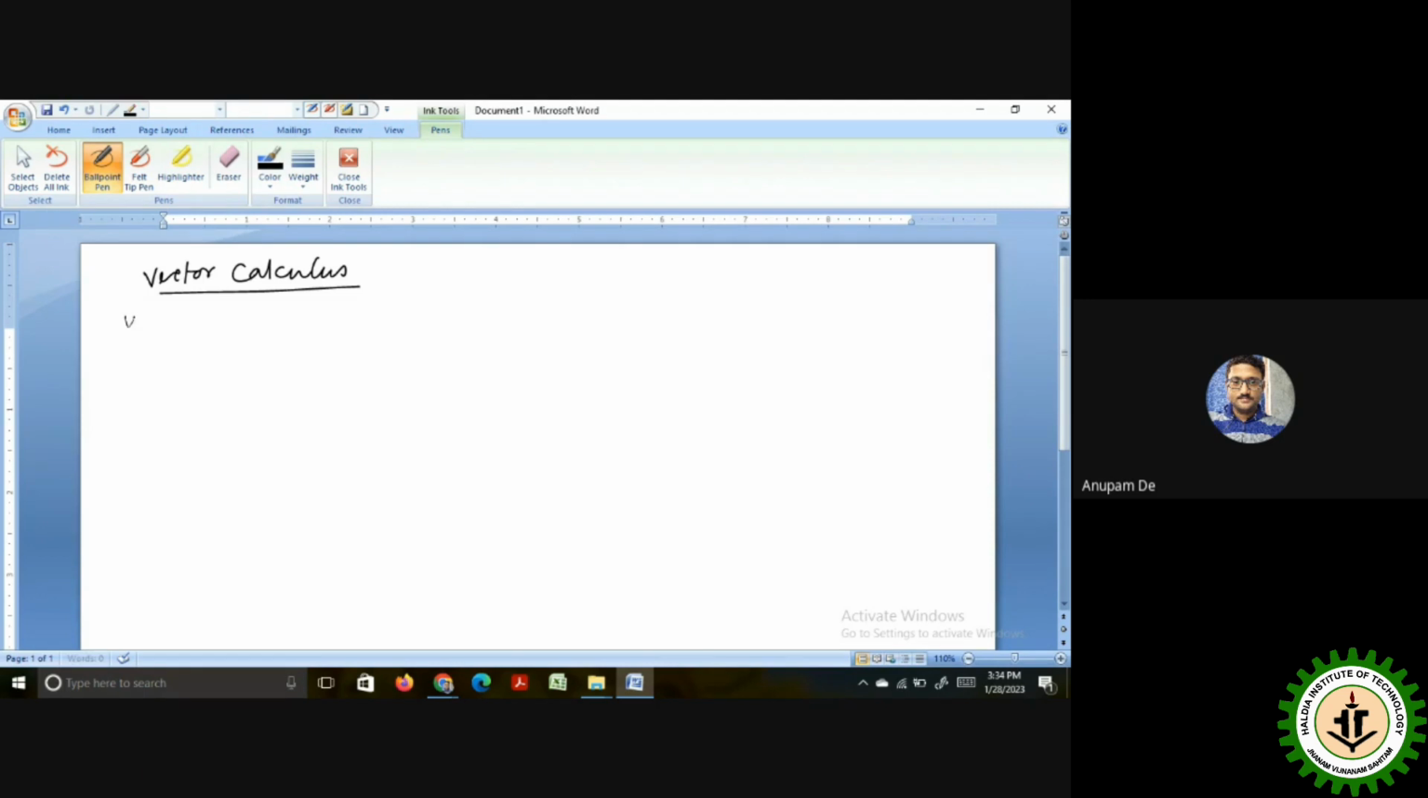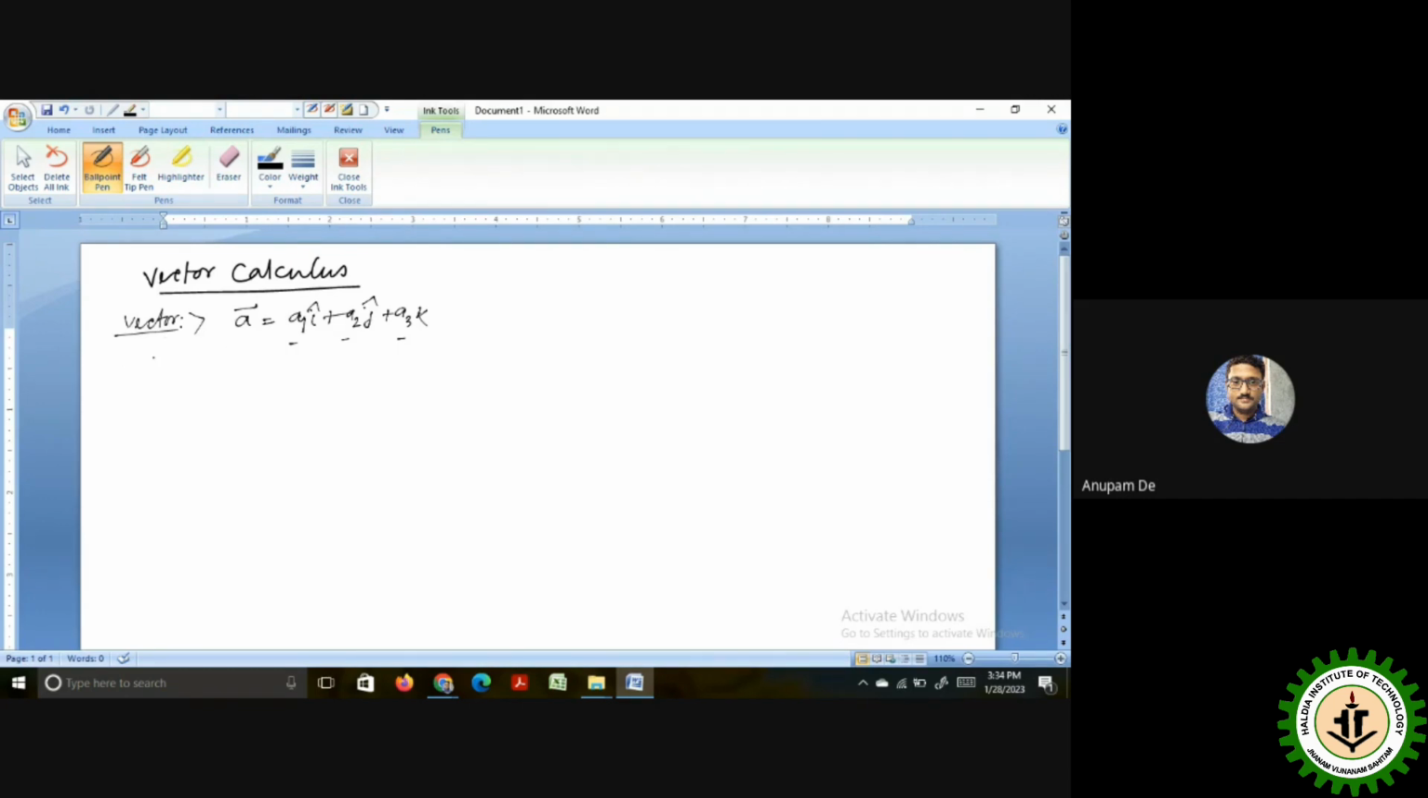What is a vector? A vector is basically a quantity with value, magnitude and direction, right? A constant vector A will generally be denoted by a1i plus a2j plus a3k. It is denoted in terms of the components along the x, y, and z axes, where i, j, k are the unit vectors along the x, y, and z axes.